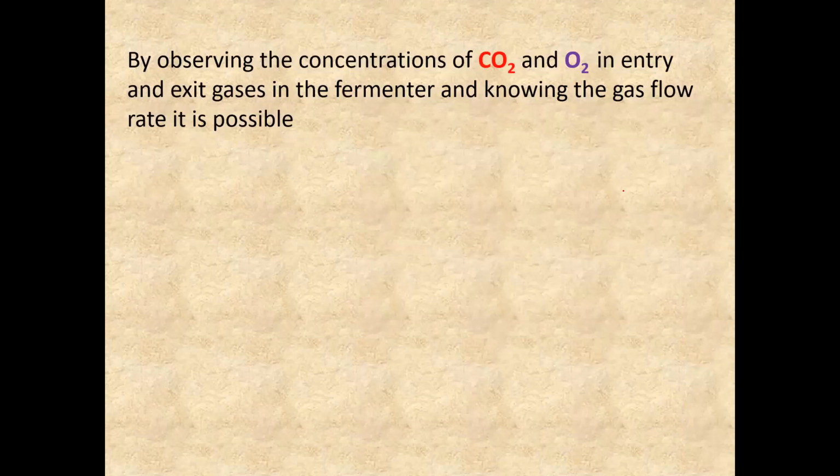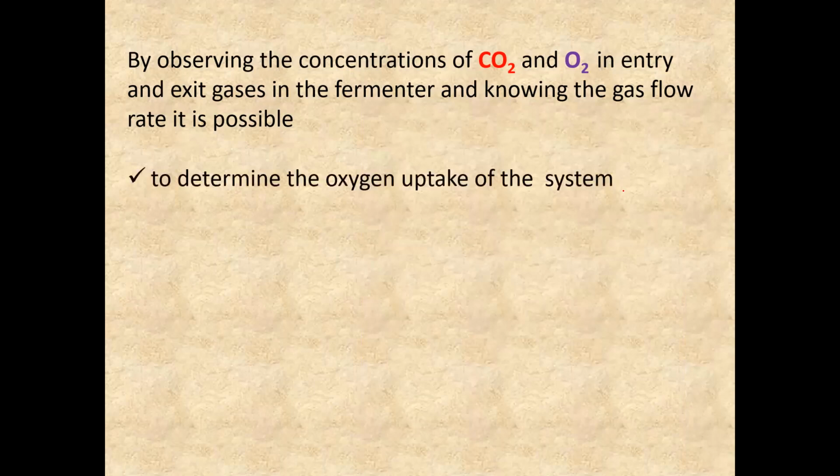By observing the concentrations of carbon dioxide and oxygen in entry and exit gases in the fermenter and knowing the gas flow rate, it is possible to determine the oxygen uptake of the system. You are giving the oxygen via the sparger. You are providing the air to microorganisms. But whether the oxygen is getting dissolved or not, whether they are utilizing that oxygen or not, so what is the oxygen uptake of your system or the fermentation? You can get the idea of that.